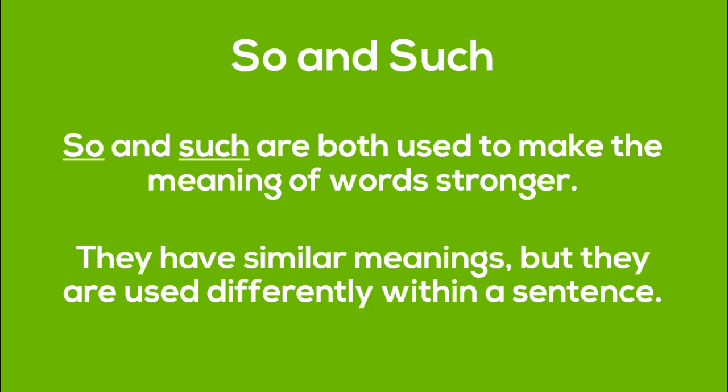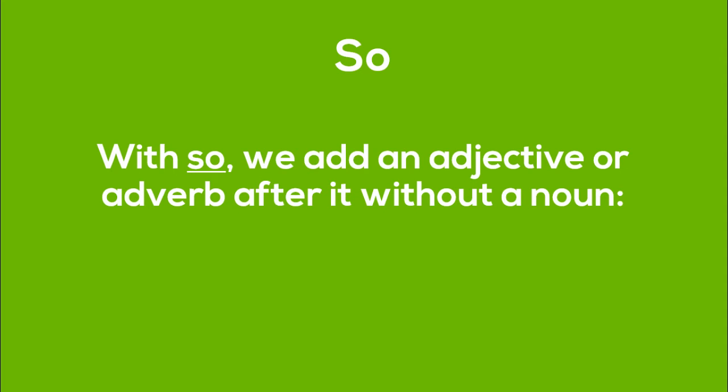Well, so and such are both used to make the meaning of words stronger. Okay? They both have similar meanings, but they are used differently within a sentence. Now we're going to look at each word separately so you understand how to use them. First of all, let's look at so. With so, we add an adjective or an adverb after it without a noun.